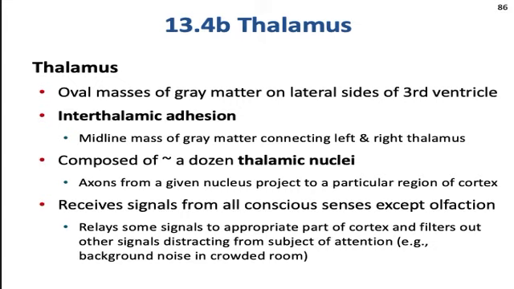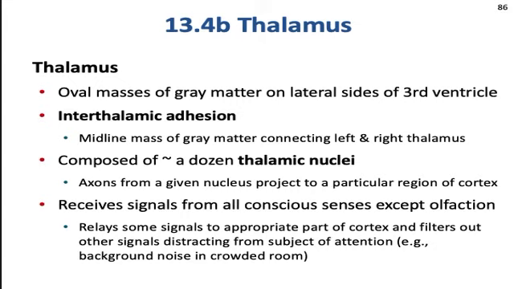Okay, this is the third use of the word nuclei in this class, right? The nucleus of an atom is where the protons and neutrons are. The nucleus of a cell is where the DNA is located. And nuclei in a tissue are collections of cells in a tissue that have a particular task. Okay, so the axons from a given nucleus are going to project to a particular region of the cortex and bring the information to it.